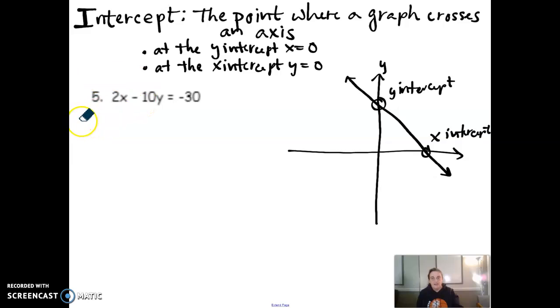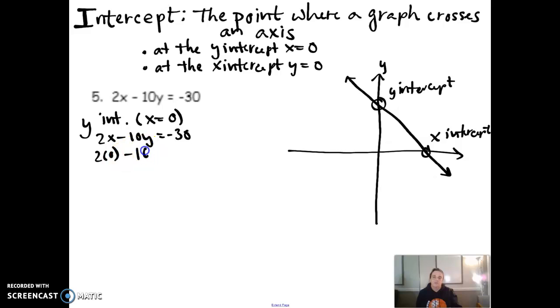And if I look at that, if I want to solve for the y-intercept, I know that that's the point when x equals 0. So my equation was 2x minus 10y equals negative 30. I can replace x with 0. So 2 times 0 minus 10y equals negative 30. This part goes to 0, and I'm left with negative 10y equals negative 30. Divide by negative 10, and I get y equals 3.